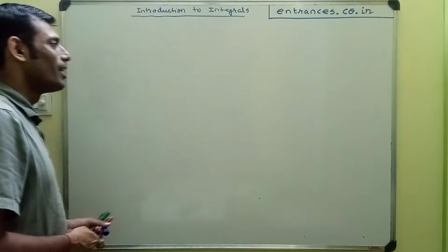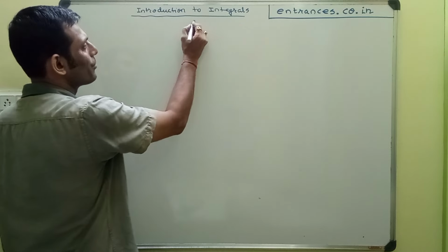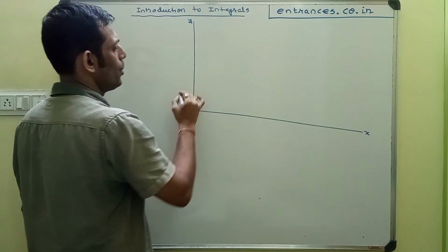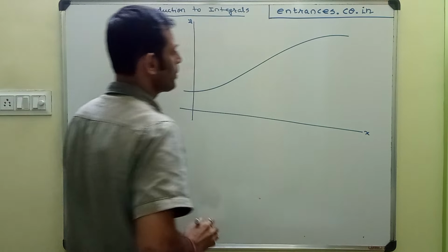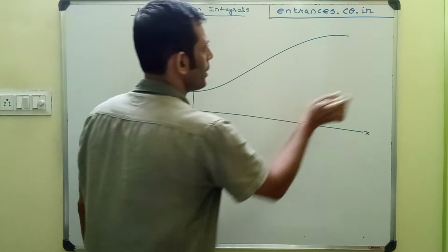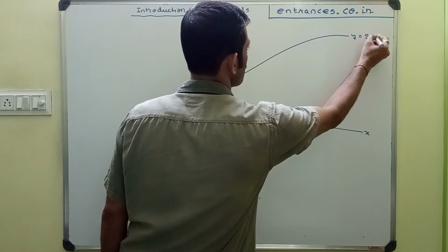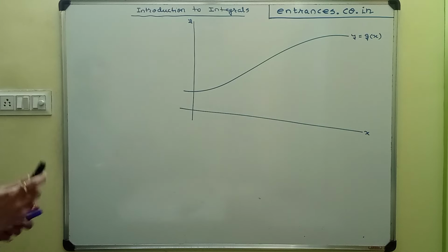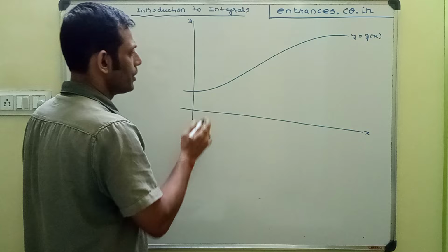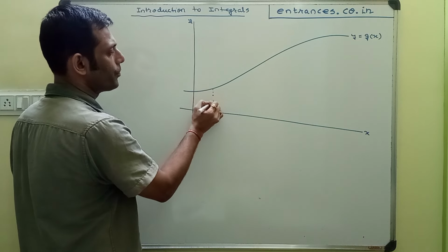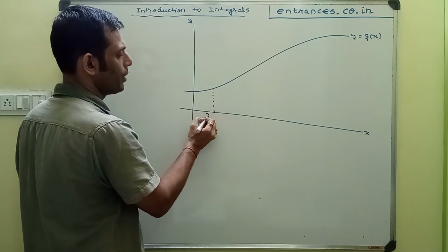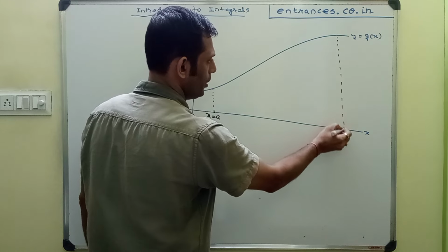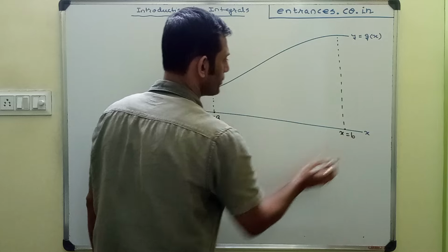Now see, suppose we have a function whose graph on the xy plane is like this. Let's say this is y equal to g of x, the curve of g of x. And this g of x function is to be observed from, let's say, x equal to a till x equal to b.